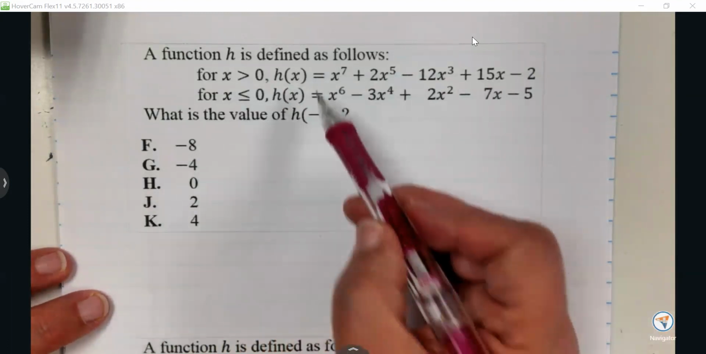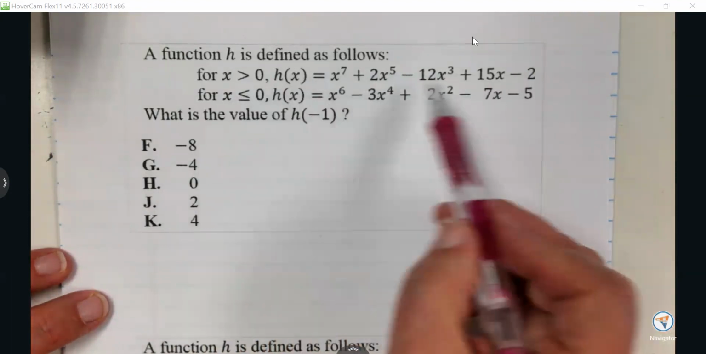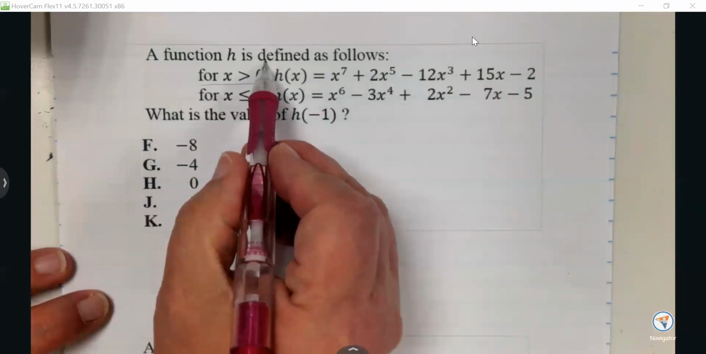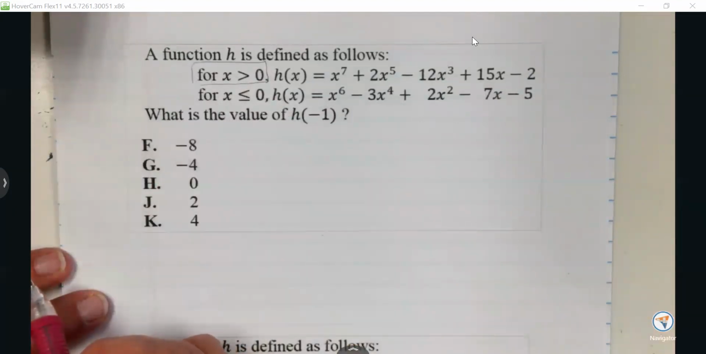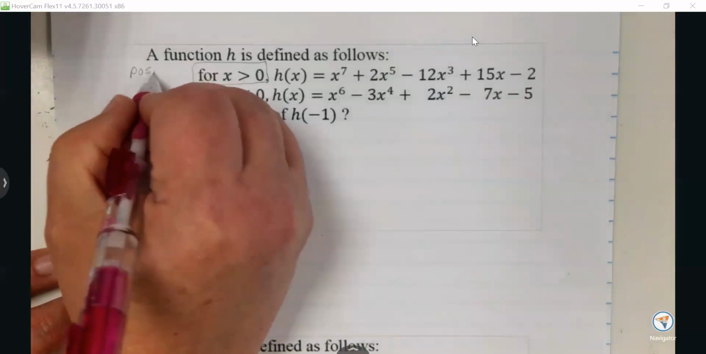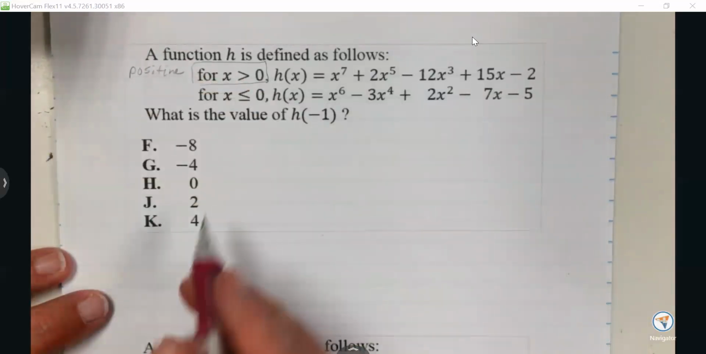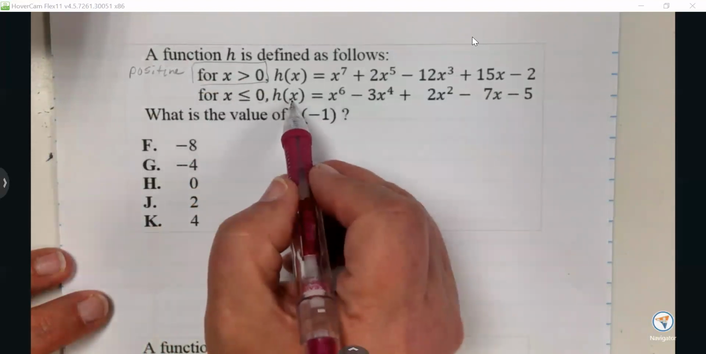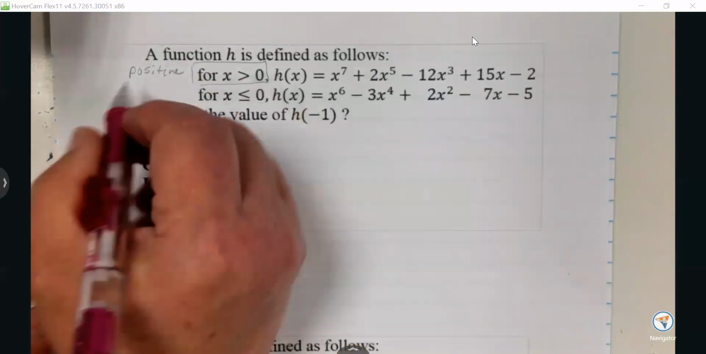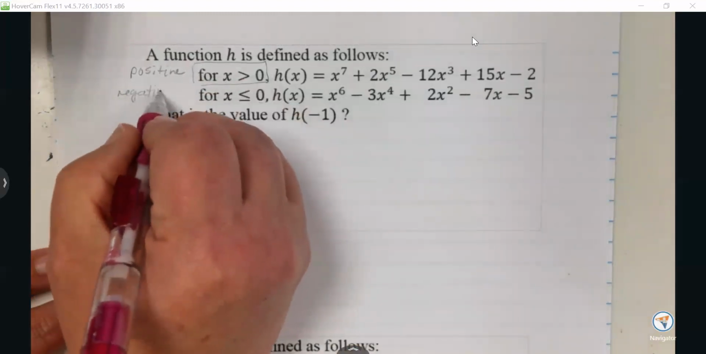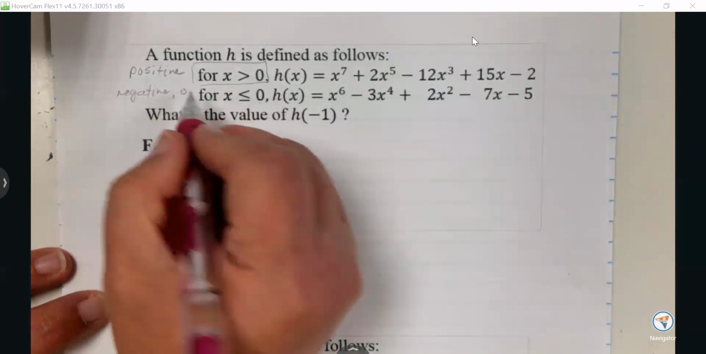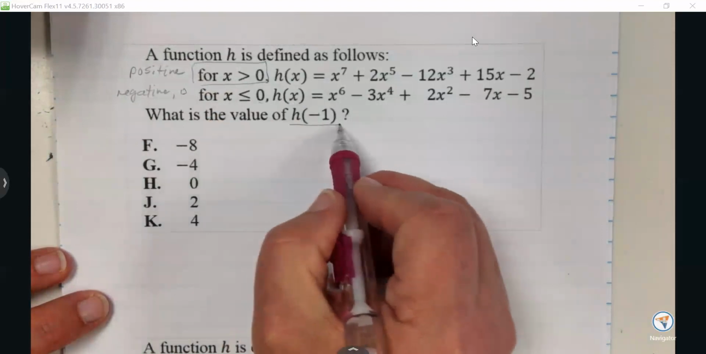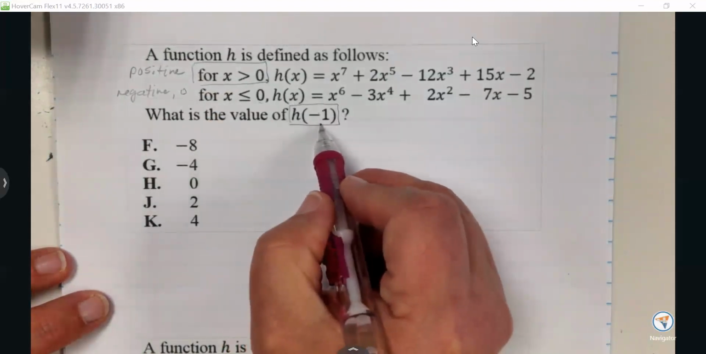So first, let's go up here and see what the difference is and see which polynomial I need to use to substitute in. So what does it mean for x to be greater than 0? Numbers greater than 0 are positive numbers, right? So now it says for x less than or equal to 0, I would use this polynomial. Numbers less than zero are negatives, and then it also includes 0. So I only need one of these polynomials to evaluate the function h at -1.